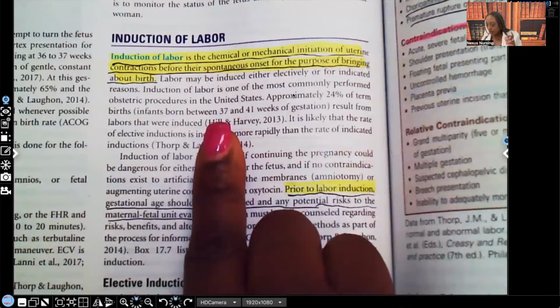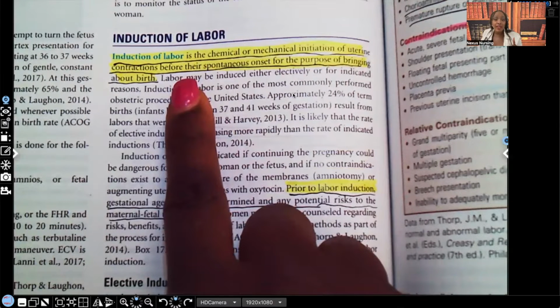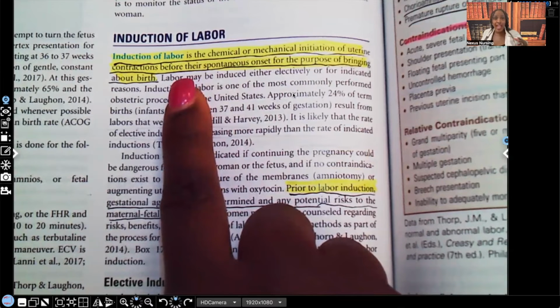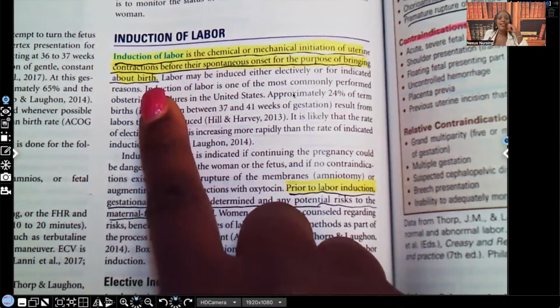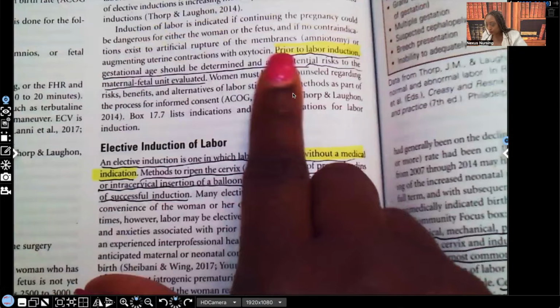Induction of labor. So induction of labor, this is the chemical or the mechanical initiation of uterine contractions. Guys, those uterine contractions are what actually pushes that fetus out the birth canal, right? Initiation of uterine contractions before their spontaneous onset for the purpose of bringing about birth. What is that telling us? That's telling us that induction of labor is having mom go into labor before she was naturally ready. So it's not like her water broke on her own and now she's going into labor. No, we're actually inducing this labor, okay?